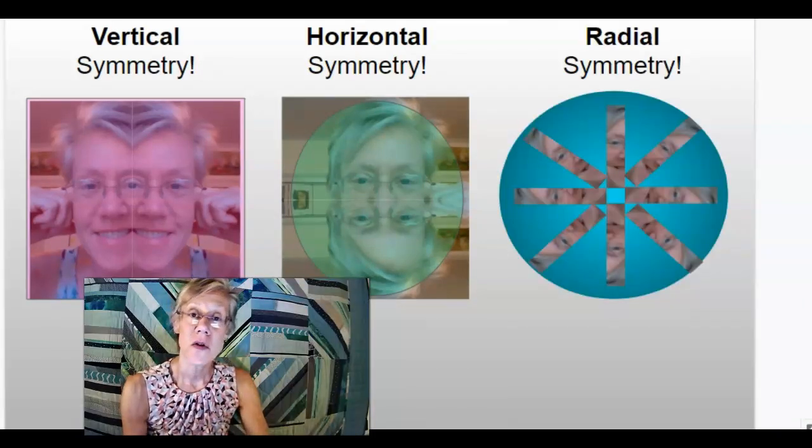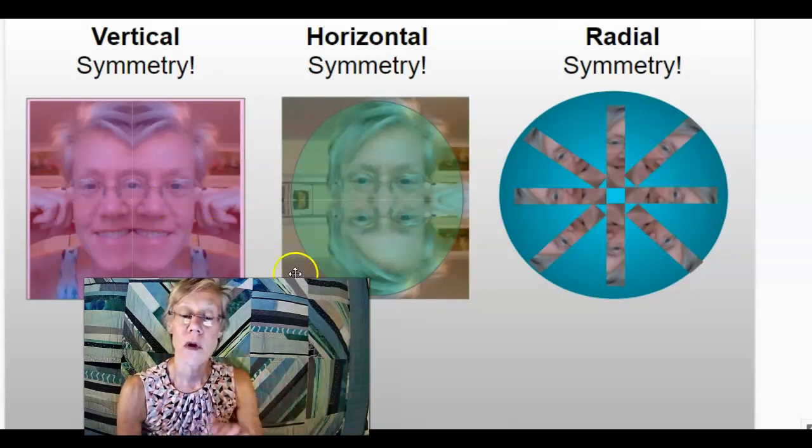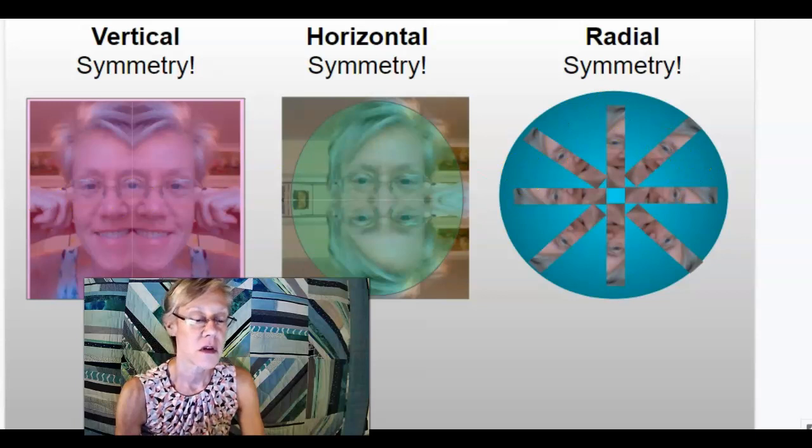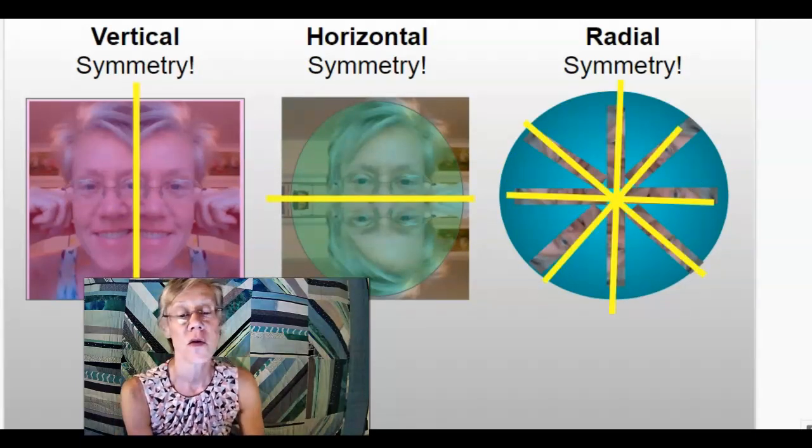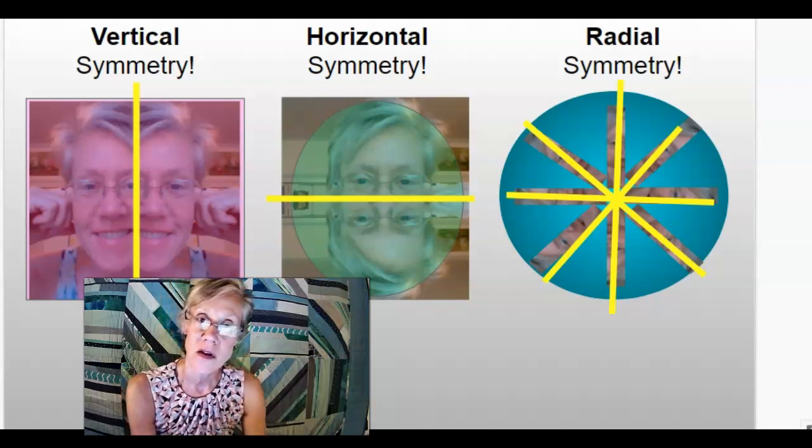And I'll also show you how to crop and rotate an image to show radial symmetry. You'll end up with a page kind of like this that shows vertical, horizontal, and radial symmetry. You can choose whatever face you would like from the internet.